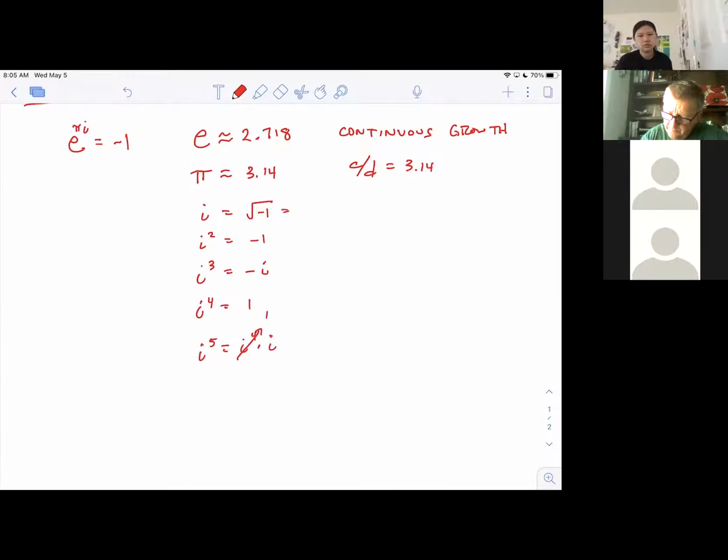So i to the 5th is also just equal to i. And so this pattern kind of repeats itself. Does it make sense? This would be i to the 7th. i to the 7th is the same as i to the 3rd. i to the 8th is the same as i to the 4th. So anyway, we're going to need that. Let me show you why.